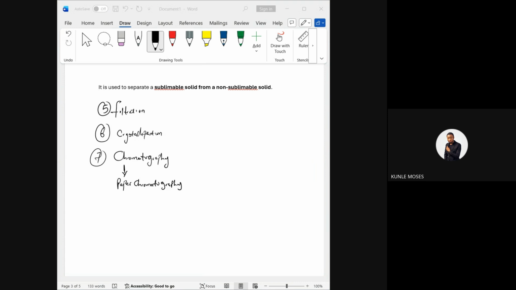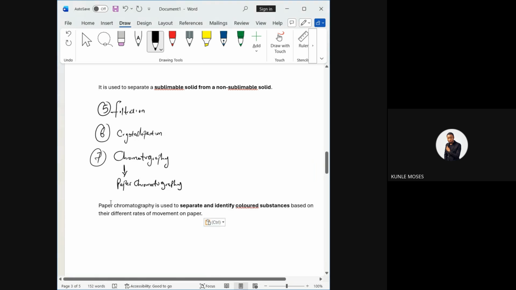Let me just type it. It's used to separate and identify colored substances based on their different rate of movement on paper. For example, you want to separate dyes, ink, anything colorful. Maybe you are testing for ions using their colors: copper has a blue color, iron has a red color. If you have different ions in a compound and want to isolate them, you can use paper chromatography because each ion will produce its color on the paper.